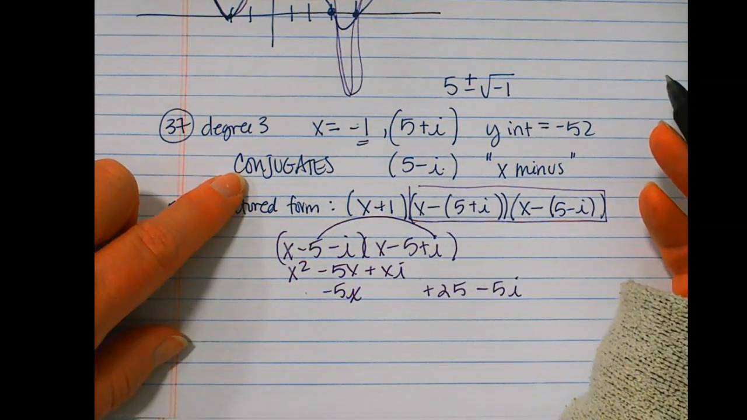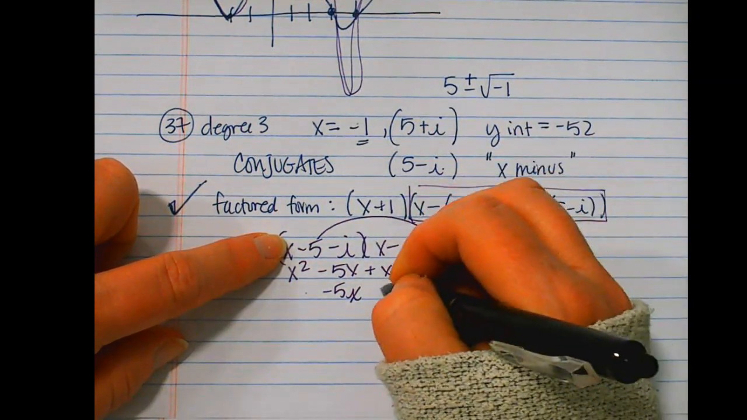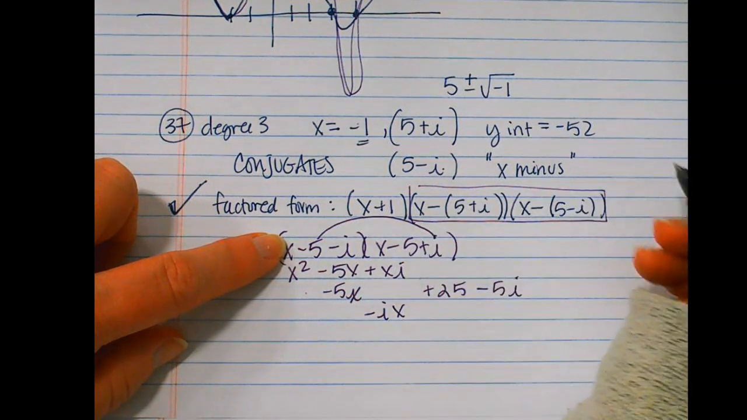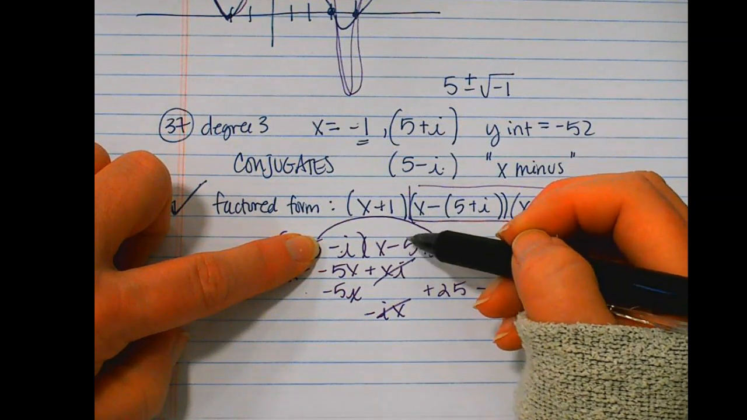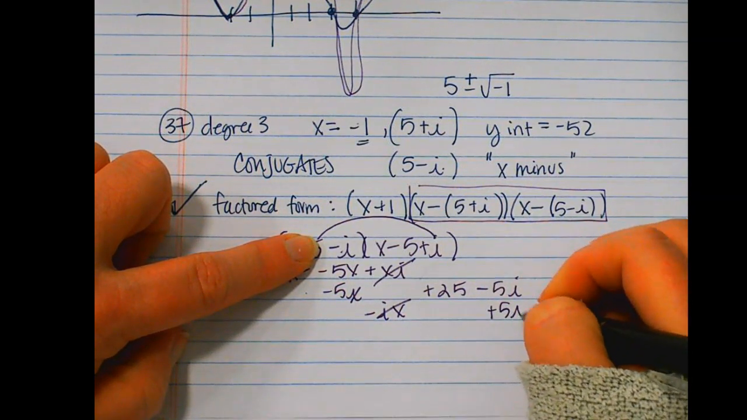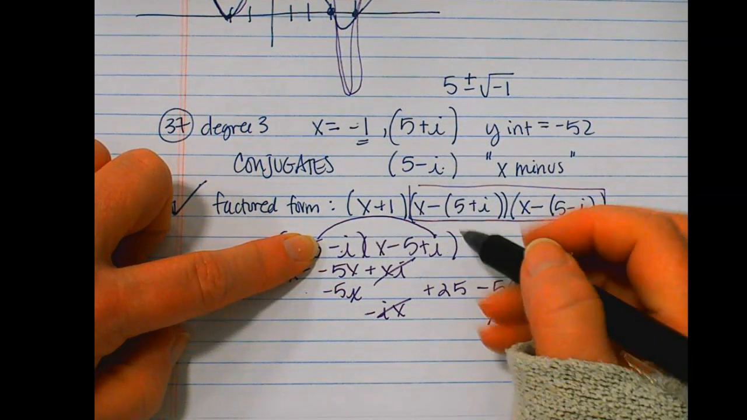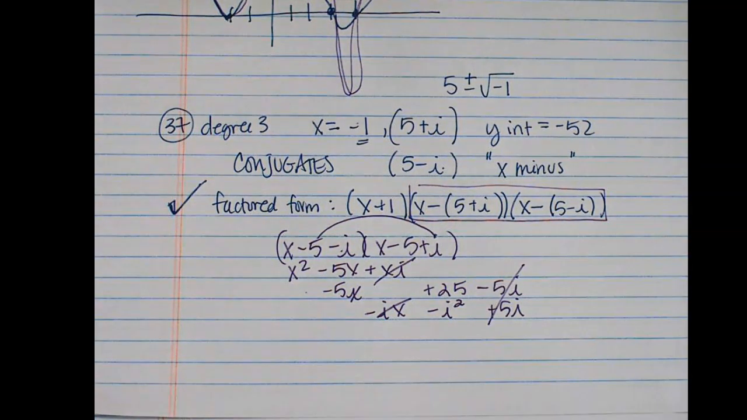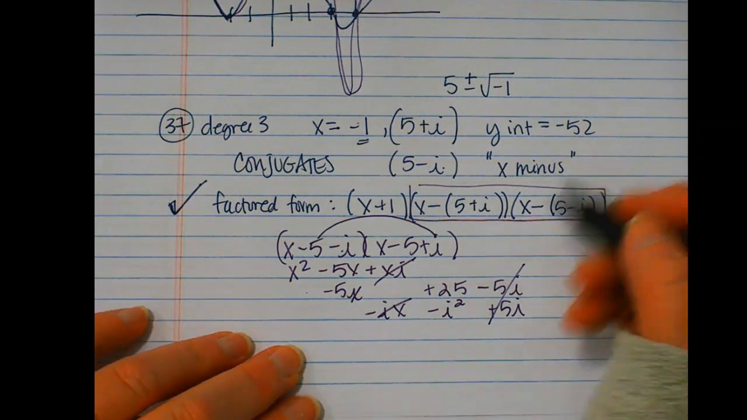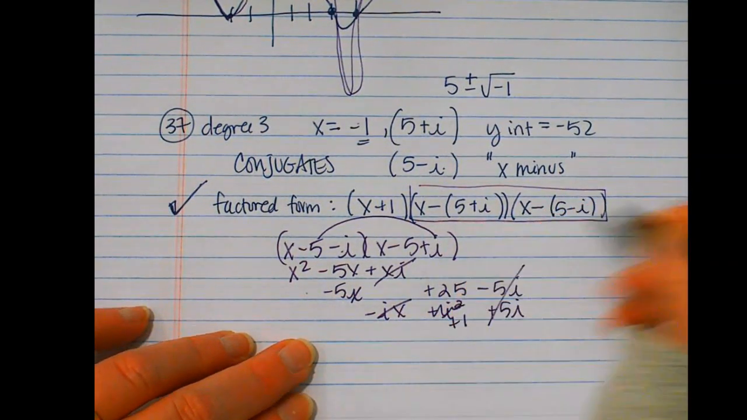How am I doing so far? Okay, now -i times everything. -i times x goes here. -ix or xi, it doesn't matter, they cancel. Negative i times 5, they're both negative, so positive 5i, they cancel. Negative i times positive i is negative i squared, and I'm putting it with the 25 because how much is i squared? Exactly. Good job. So this one's negative 1. This is negative negative 1, which is plus 1.